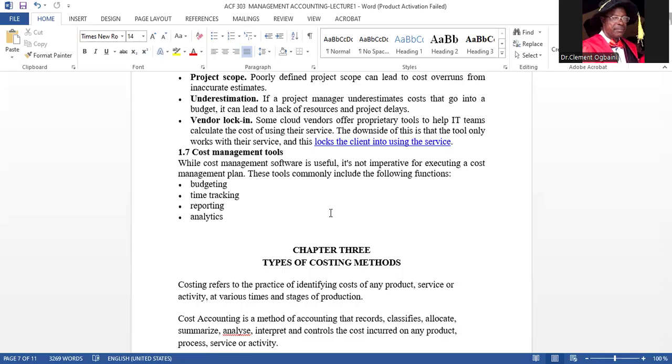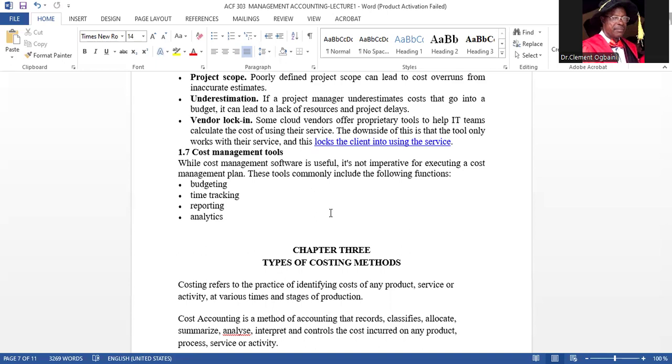And also, it must be analytic. Analytic here means you are not just looking at the figures on their face value. You must relate those figures, changes in those figures, with maybe what happened previously, and you can use it to predict what will happen in future. And also, you must understand the interrelationship between those figures.